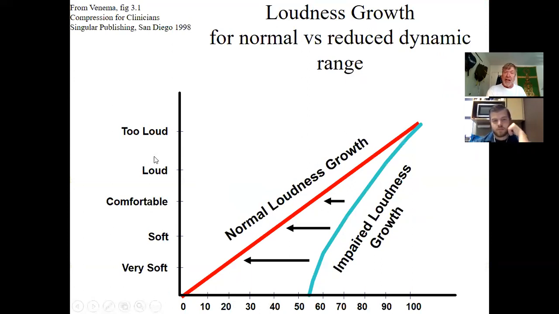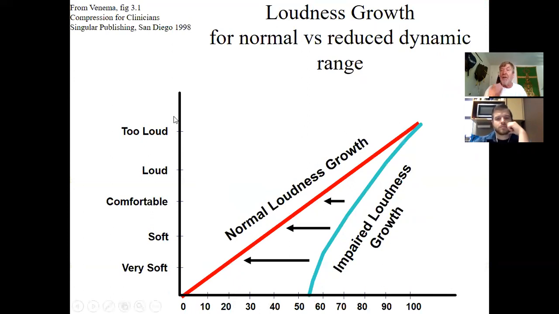Here you have on this axis is one's perception of the decibels. So the red line shows normal hearing. To a normal hearing person, 10 or 20 decibels sounds soft. To a normal hearing person, 50 or 60 sounds comfortable. To a normal hearing person, 100 sounds too loud.